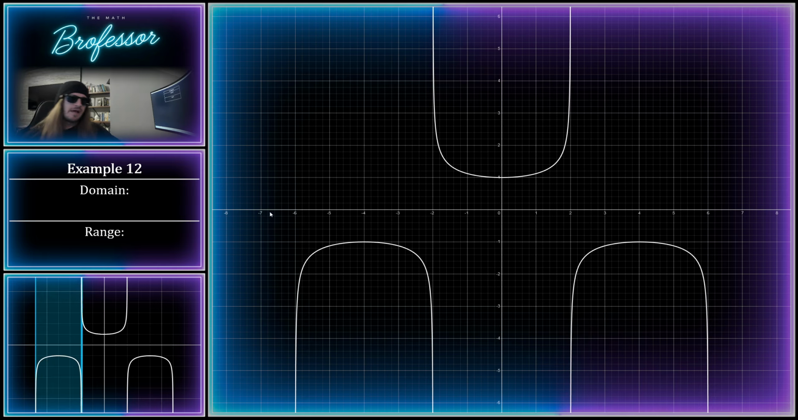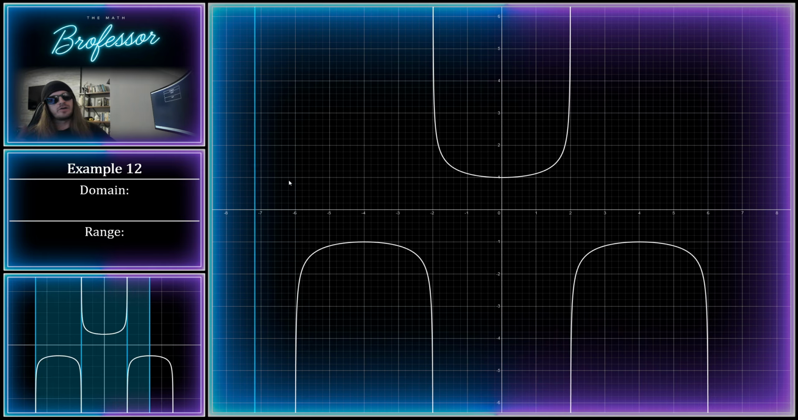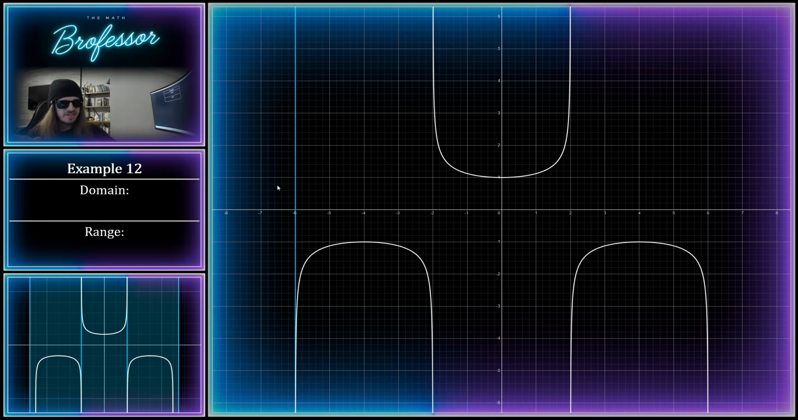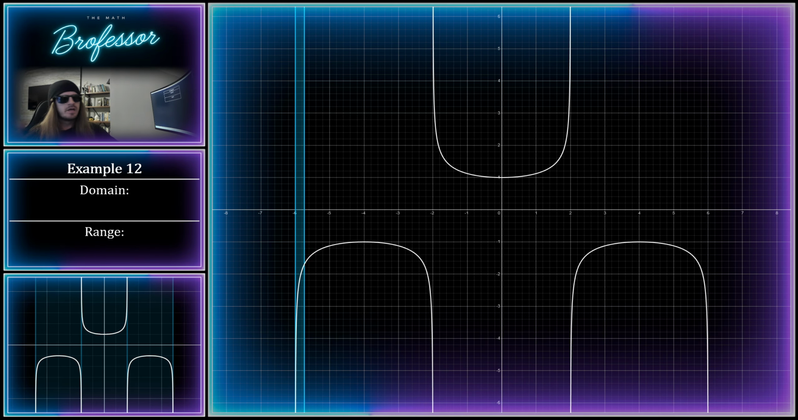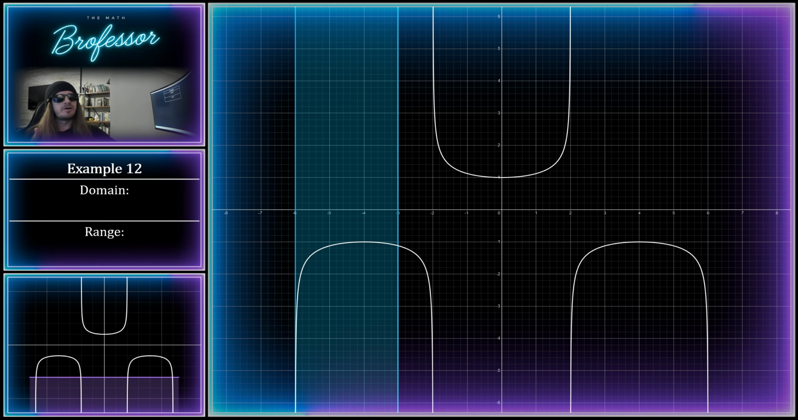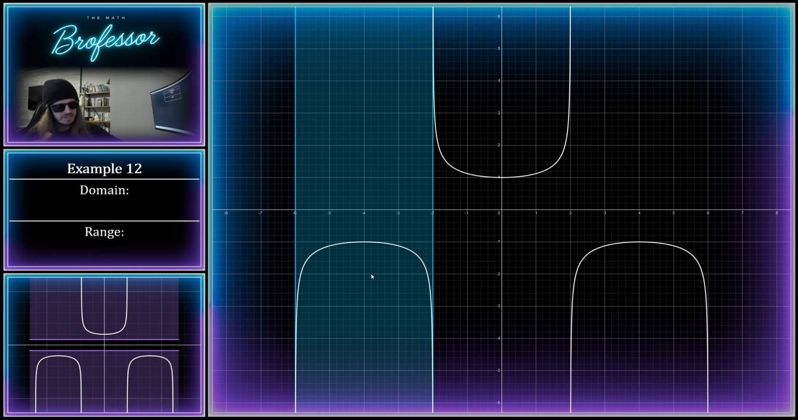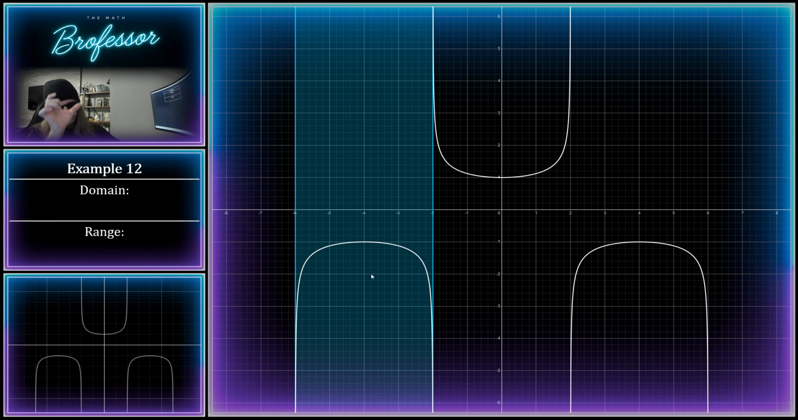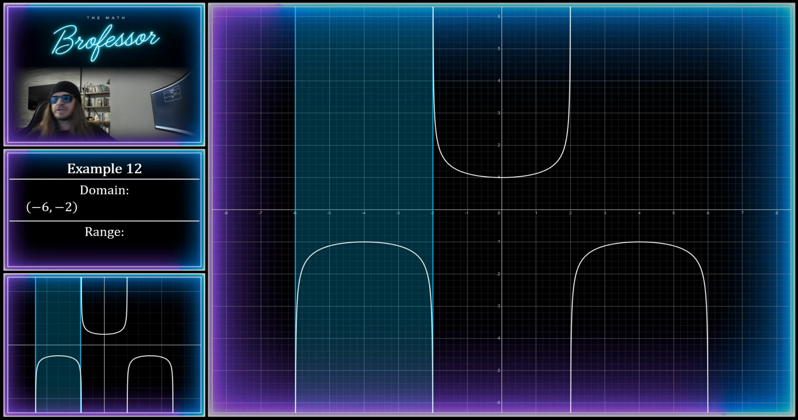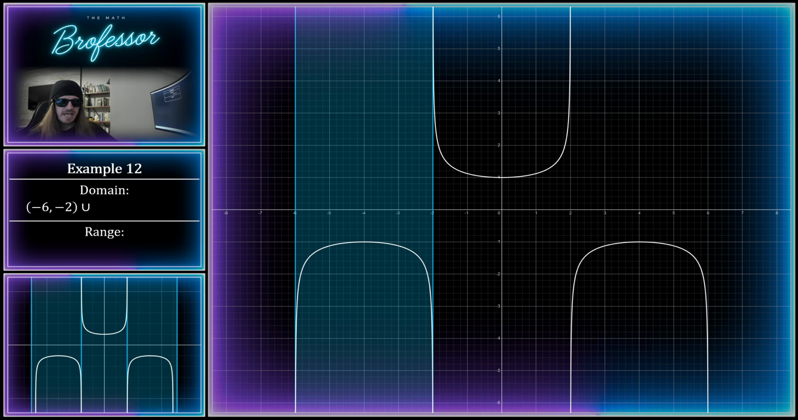Coming from the left, we'll hit our first vertical asymptote at -6. Continue going until we hit our second vertical asymptote at -2. So here's the first piece of our domain, the first piece of our graph from -6 to -2. Because both of those are asymptotes, the graph will not make contact. We use parentheses for that interval, -6 to -2. Put a union symbol. Let's get our second interval.